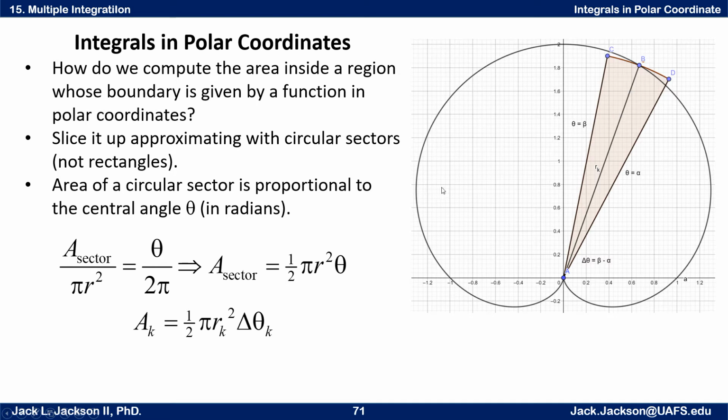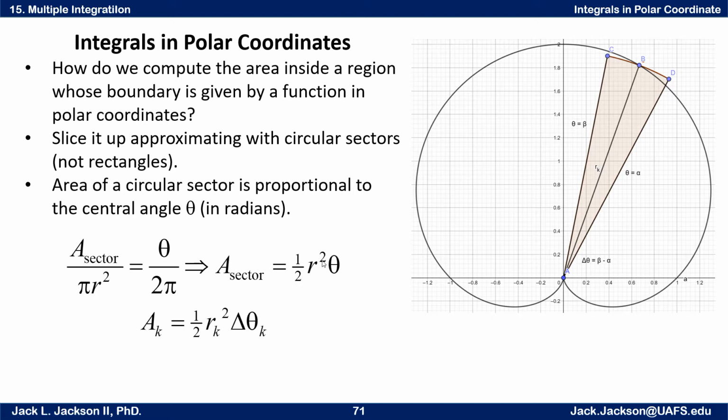Well, let's remember that the area of a sector is proportional to that central angle theta in radians. So the area of the sector is to pi r squared, the area of the full circle, as theta, this angle here, or delta theta here, is to the full angle going all the way around the circle, which is 2 pi. Multiplying both sides by pi r squared, the pi's cancel, and we have 1/2 r squared theta. So the area of that sector is 1/2 r squared times that central angle theta.